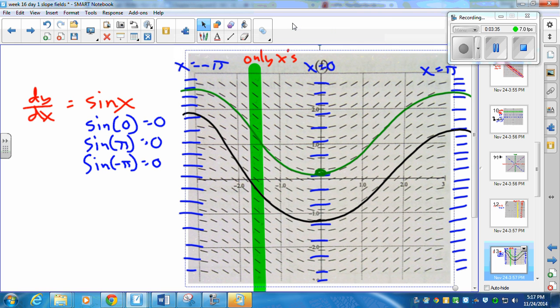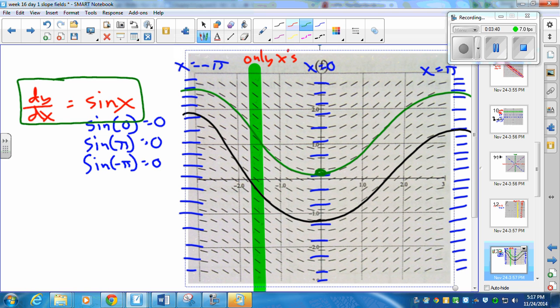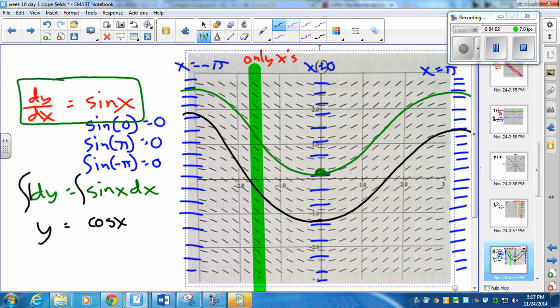So another way to look is, let's do this guy where I find the specific or general path that a train could follow. Remember, I would want you to move the dx over, and then I could integrate. And the integral of 1 dy is y. The integral of sine x is not cosine x. It's negative cosine x plus c.